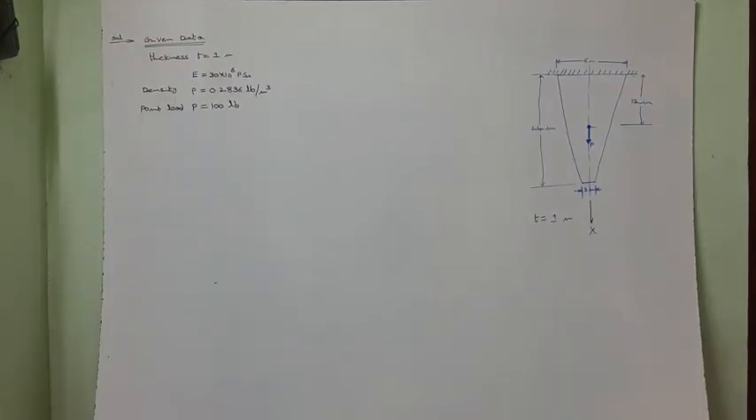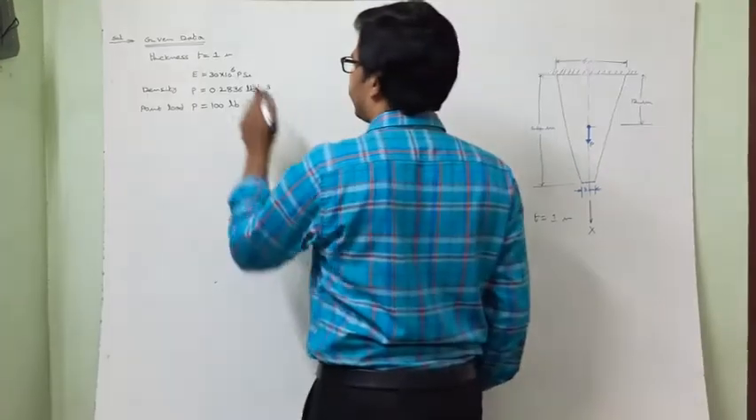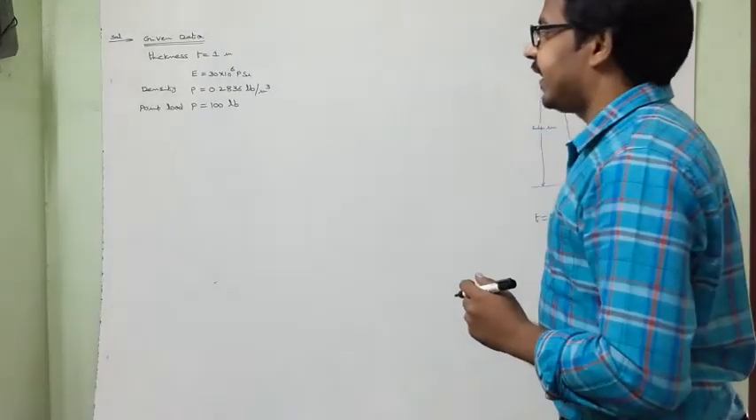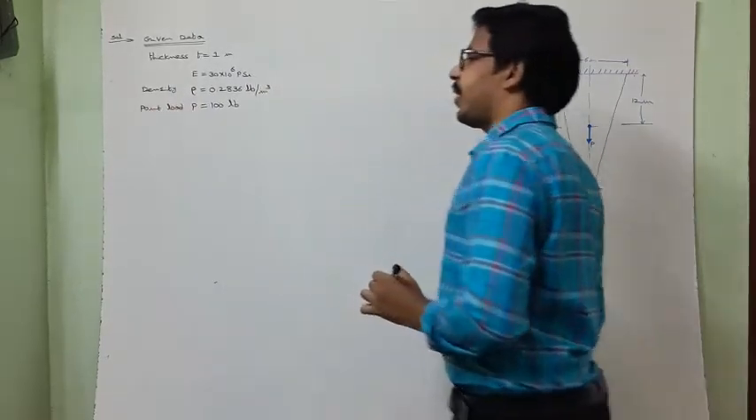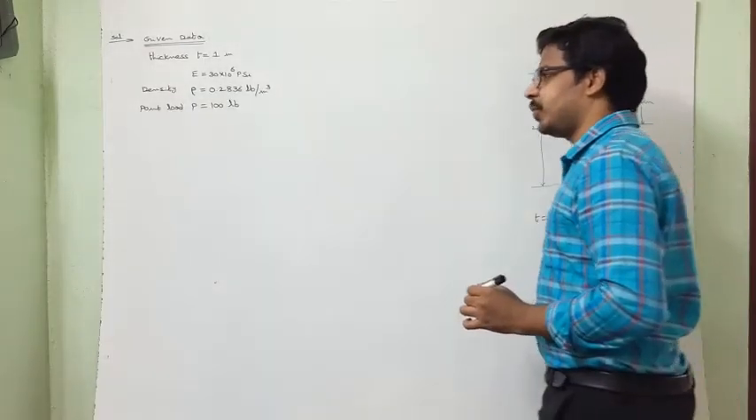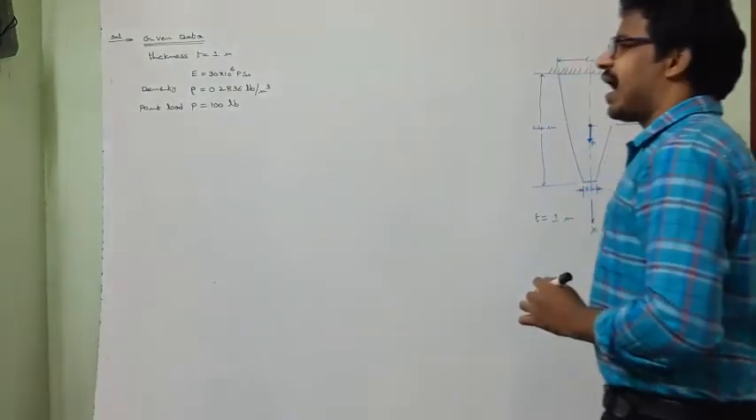From the given question, the given data is thickness T equal to 1 inch, E equal to 30 into 10 power 6 psi, density equal to 0.2836 lb per inch cube, and point load P equal to 100 lb.